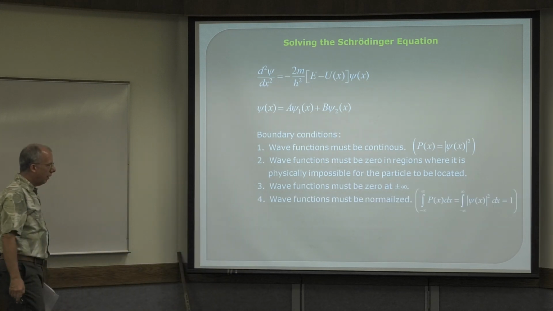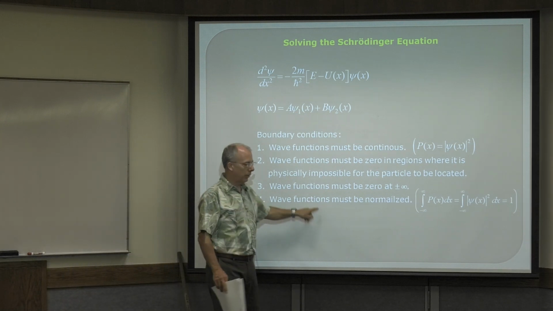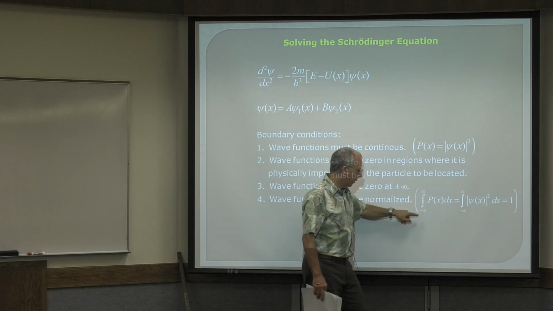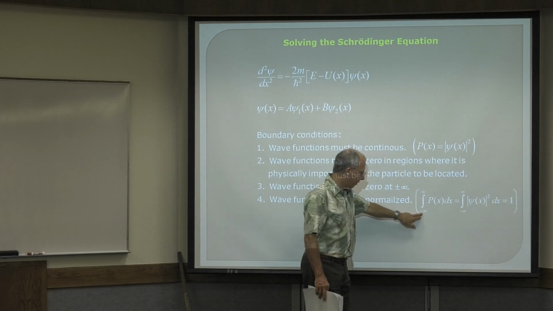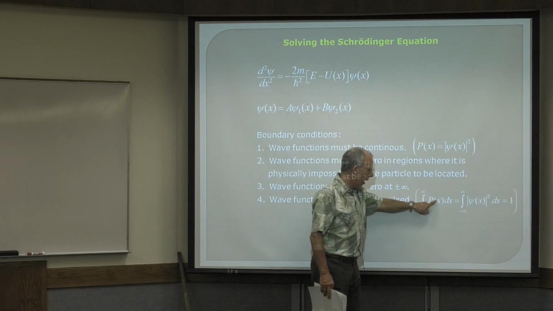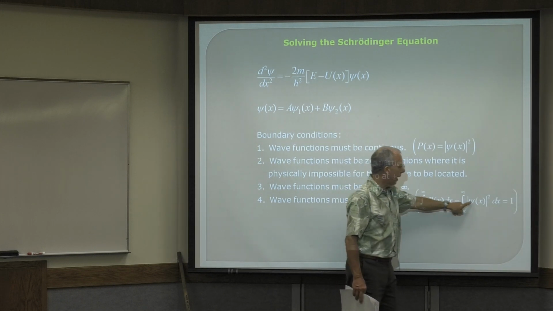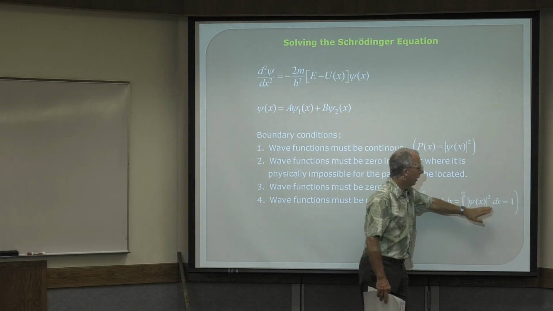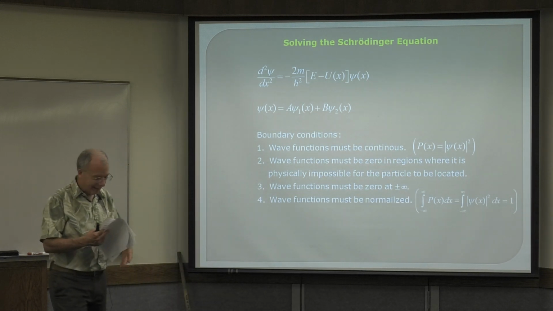And four, we're going to always normalize our wave function. We talked about that last chapter, right? And just to remind you, this says that the particle has to be located somewhere between minus infinity and positive infinity. So this is the probability density, the probability per length, multiplied by a length. Well, the probability density is psi squared. So you integrate from minus infinity to positive infinity, psi squared has to equal 1. So we're going to do all that.